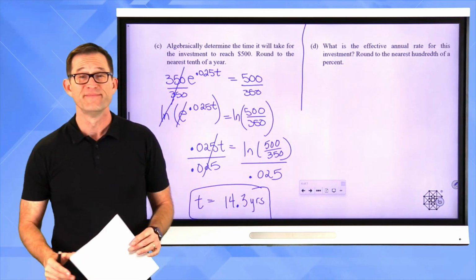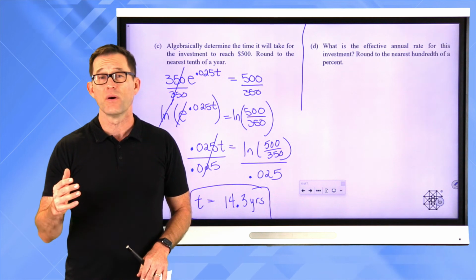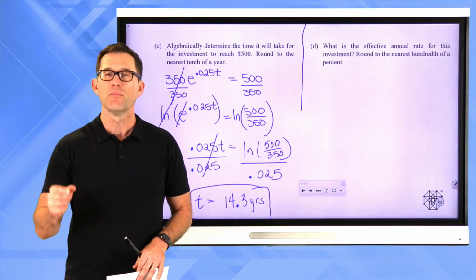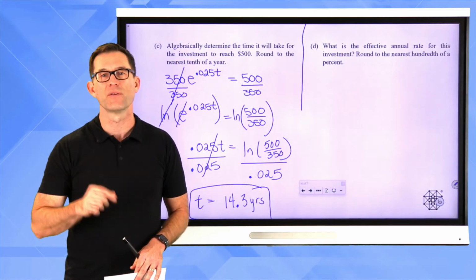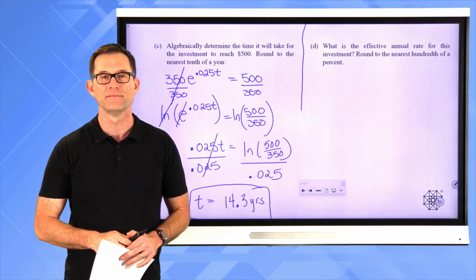Letter D. What is the effective annual rate for this investment? Round to the nearest hundredth of a percent. All right, so the nominal rate is 2.5%. But what is the effective rate to the nearest hundredth of a percent? Pause the video now and see if you can figure that out.